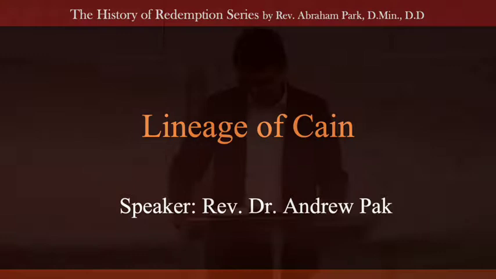Alright, so I just introduced to you what the history of redemption is. It's the entire story of the Bible from Genesis to Revelation. And we learned about the structure of Genesis. I stress that the Bible is one single book, with one thread of meaning running throughout. So if the Bible is one unified book, then it must have a structure of its own, right?